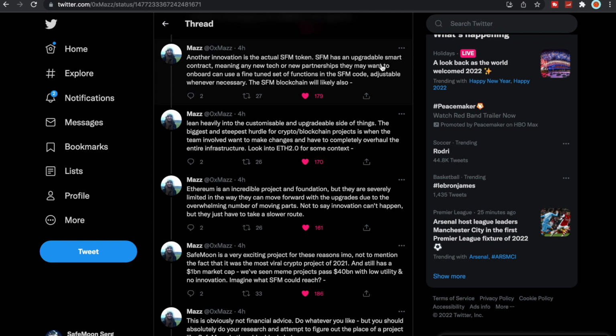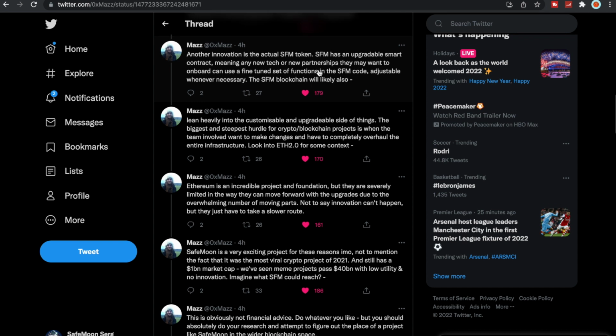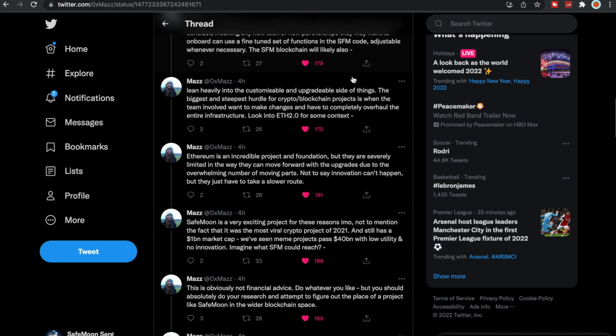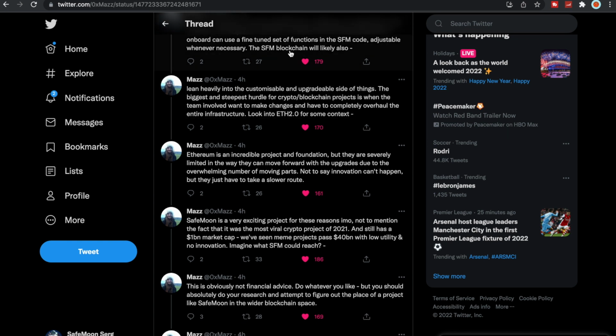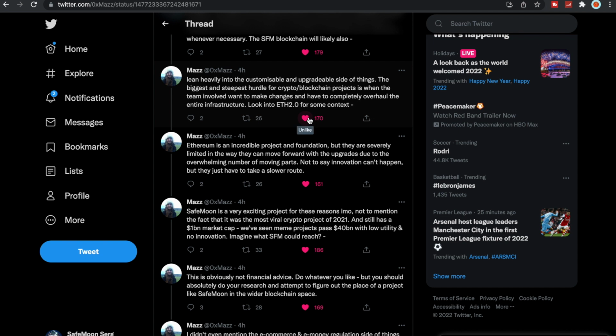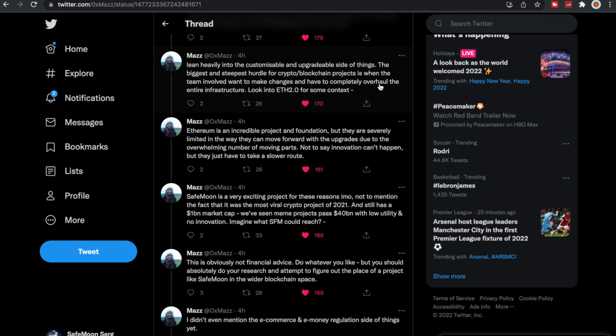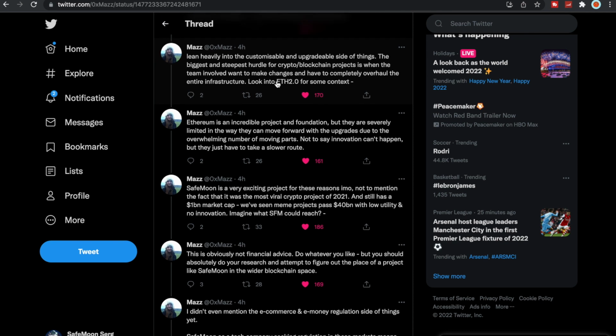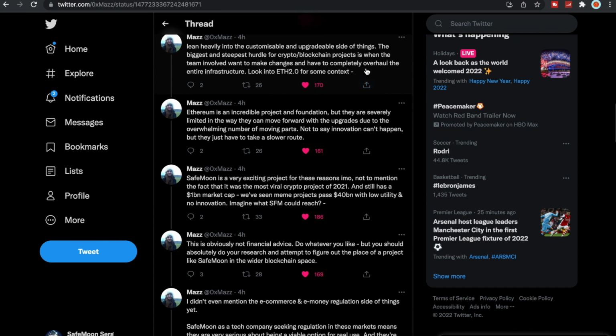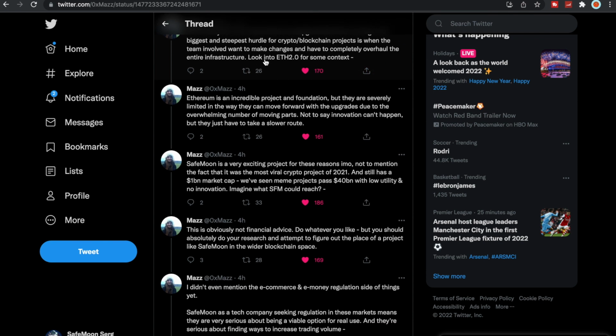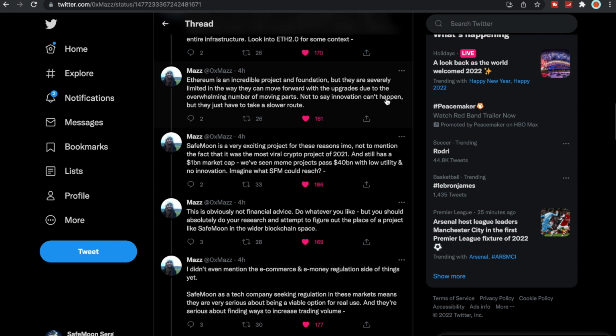Safemoon has an upgradable smart contract, meaning any new tech or new partnerships they may want to onboard can use a fine-tuned set of functions in the Safemoon code, adjustable whenever necessary. The Safemoon blockchain will likely also lean heavily into the customizable and upgradable side of things. The biggest and steepest hurdle for crypto blockchain projects is when the team involved want to make changes and have to completely overhaul the entire infrastructure. Look into Ethereum 2.0 for some context.